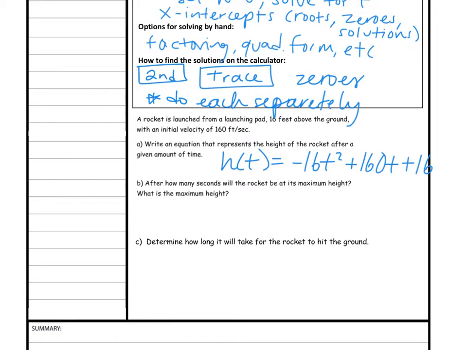You could do this by hand. You could also do it with the vertex, right? So maximum height, with your graphing calculator. We're doing maximum height, we want the vertex. So let's go ahead and do this with the calculator. Why not? It took 5 seconds, and the height is 416.